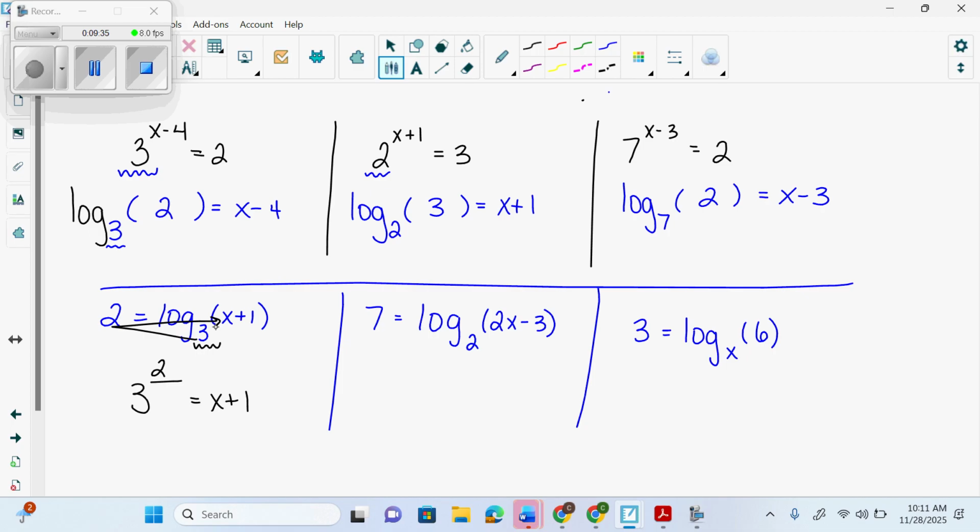What's the base of my log? 2. It needs an exponent. What's its exponent going to be? What's currently friends with it? 2x minus 3, correct? That's what's beside it. It looks like a base to an exponent, but that can't stay. So it's going to be 2 to the 7, and it's going to equal 2x minus 3. This one, what's the base? X, it needs an exponent. What's its exponent going to be? 3, and it's going to equal 6.